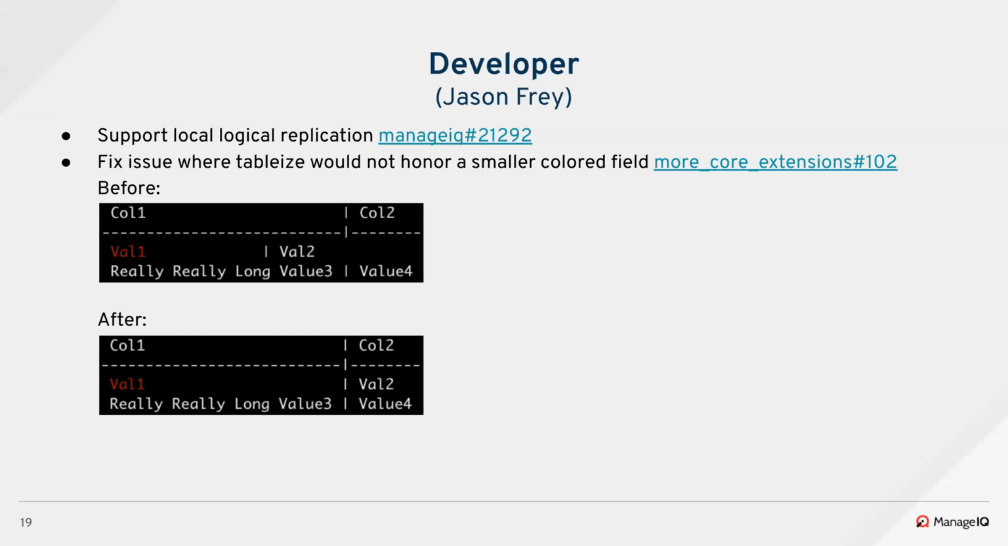And finally, I fixed a small little issue with presentation of tables using the tableize method from more core extensions, where if you had a field that was colored in, but it was smaller than the width of the column, it would shrink the width of that specific line, and that's fixed now.